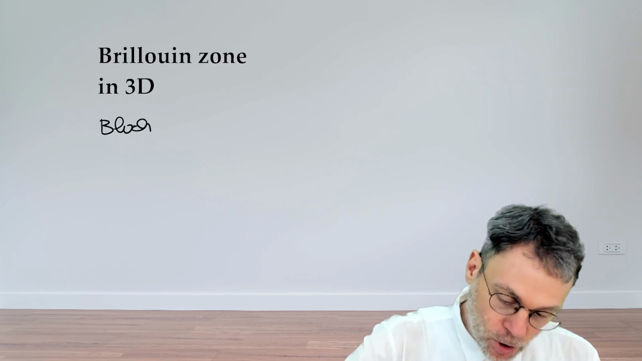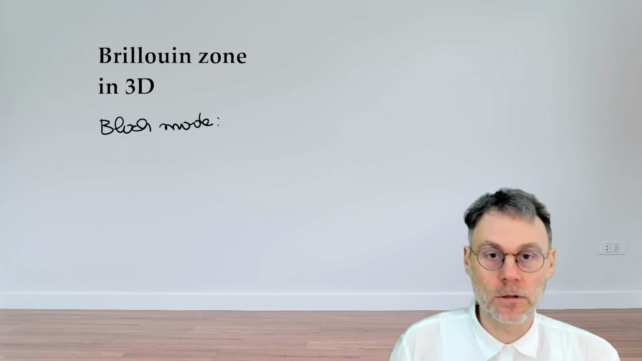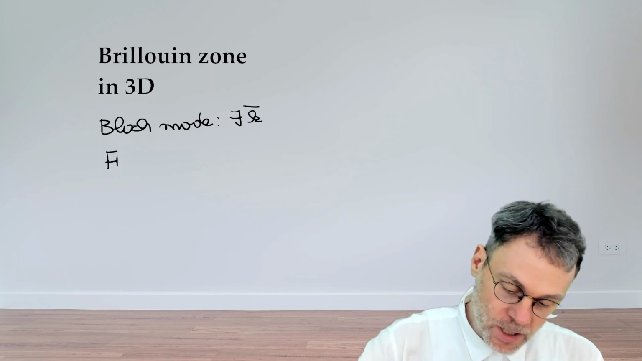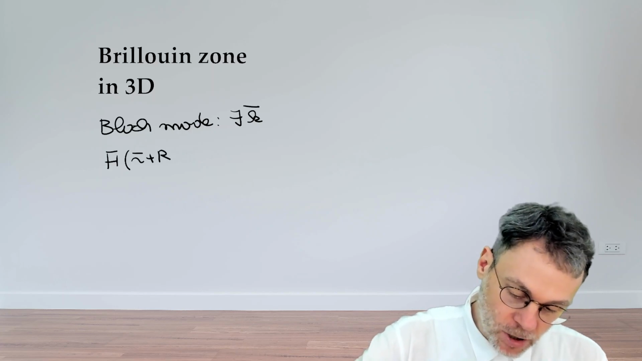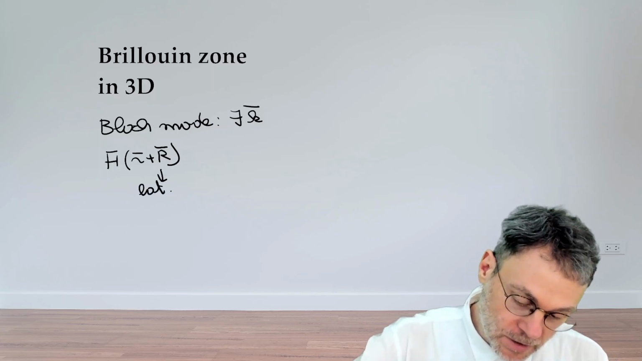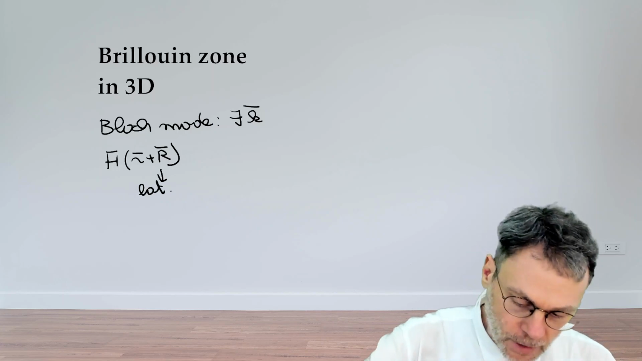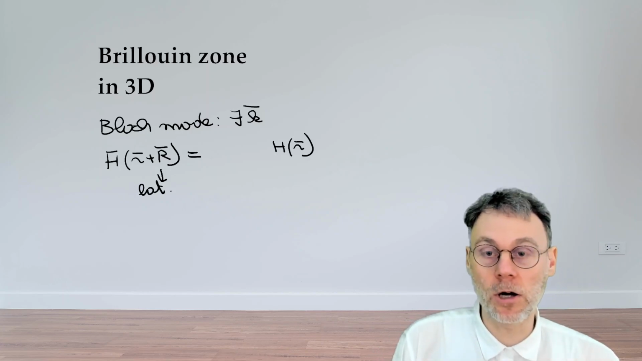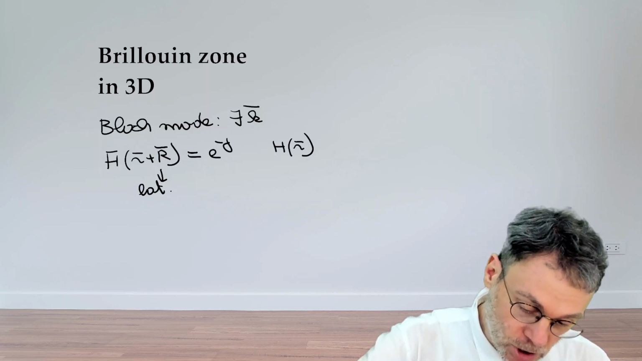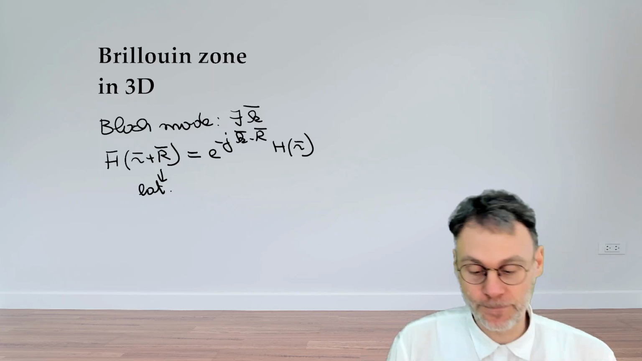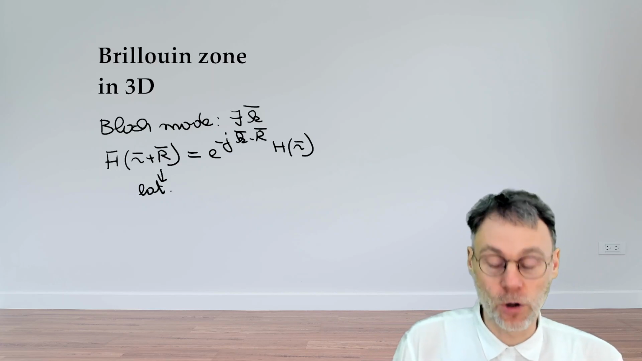So just as a quick recap, if we have a Bloch mode, then for this Bloch mode, there should exist a certain wave vector k, such that if we look at the field at a certain position, capital R, away from an original position, with capital R being a lattice vector of our periodic structure, then we should retrieve the field at our original position, h of little r, but multiplied by a complex exponential, e to the minus j k R. Okay, so this is what we have for our Bloch mode.